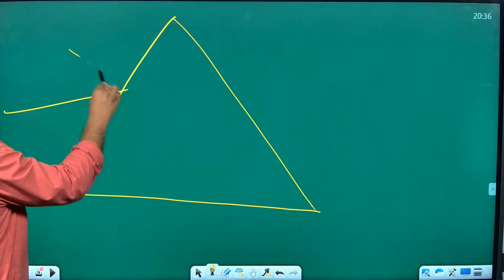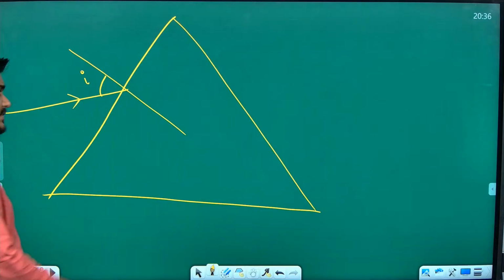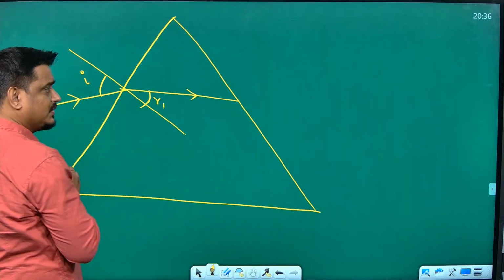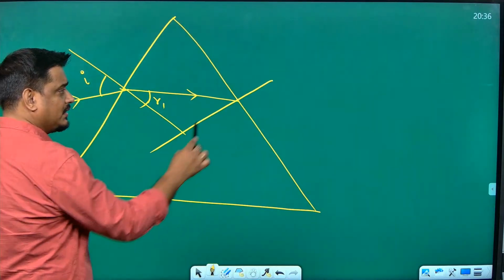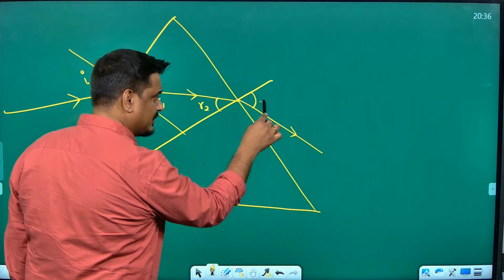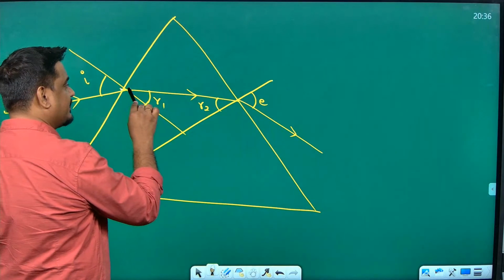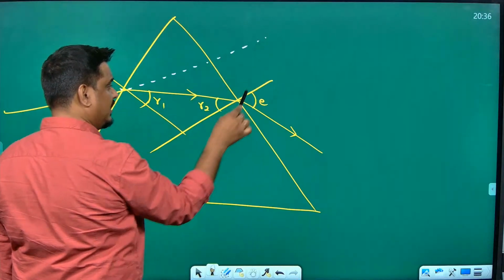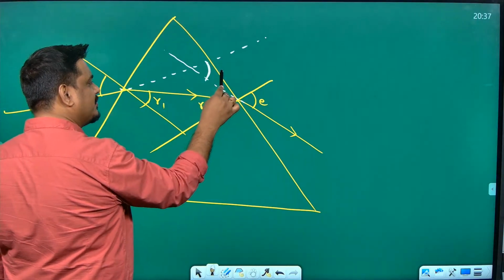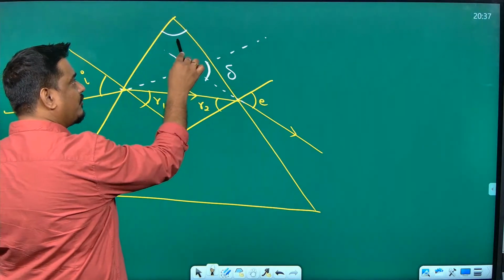Where I have my angle of incidence, and then I have the first refraction angle. Then I draw a normal, I get my second refraction angle, and then I draw my angle of emergence. As I said to you, if you extend the incident ray and you extend your emergent ray, what angle you get between them is the angle of deviation. This was the angle of prism.